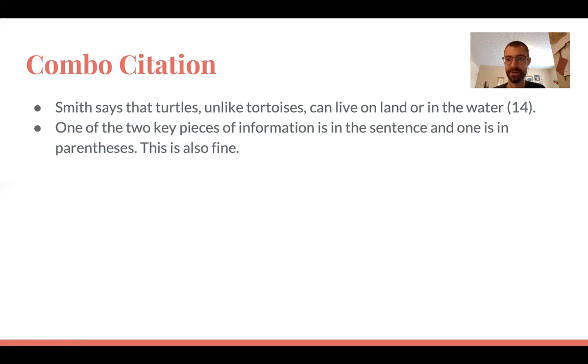So in summary, we've got two main kinds of internal citations: narrative in the sentence, parenthetical in parentheses, and a combo where you split it up. But you've got to get the author's last name in there, and you've got to get the page number if you have it.